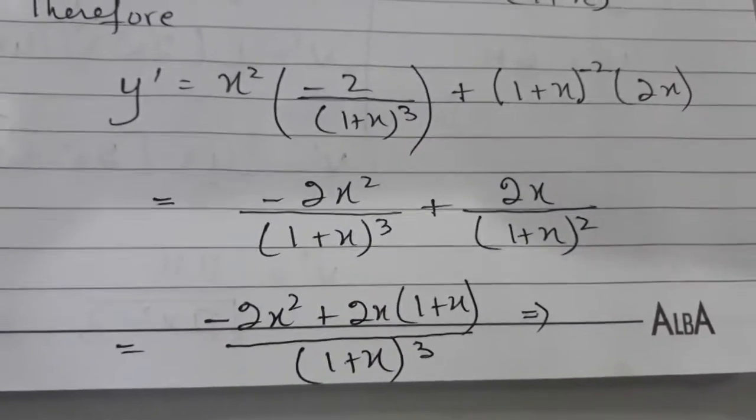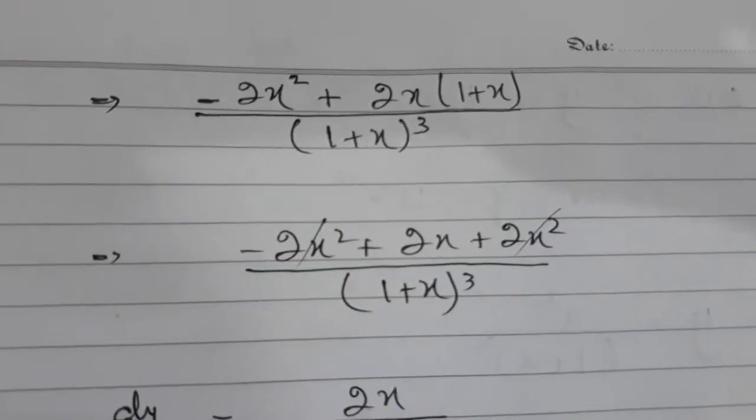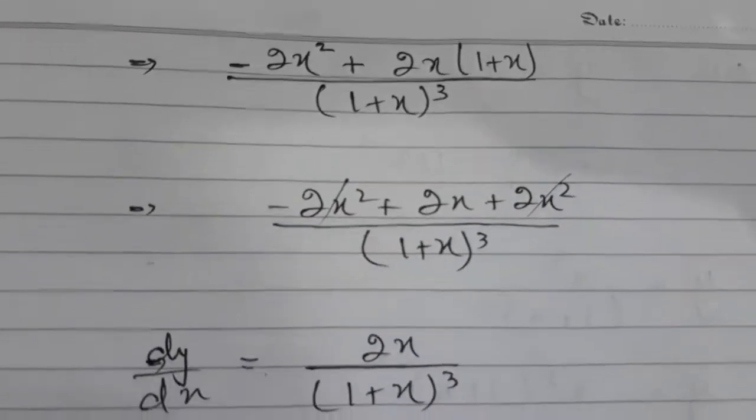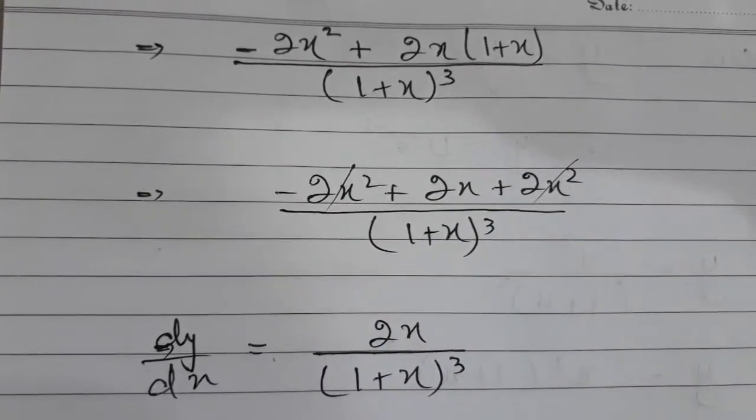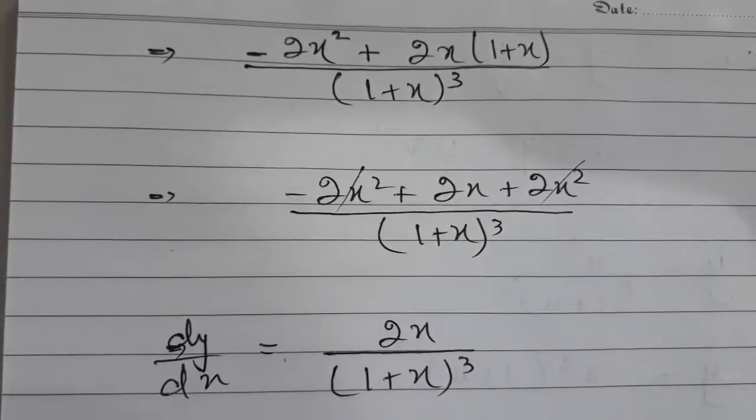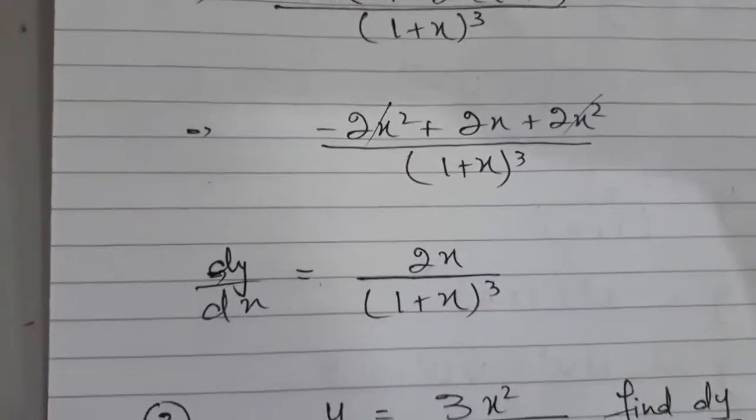And now I will simplify the numerator. Okay, so here I have simplified the term, and then I have gotten the same differentiation which we got from the quotient rule, right? So now let's see another example, number 3.